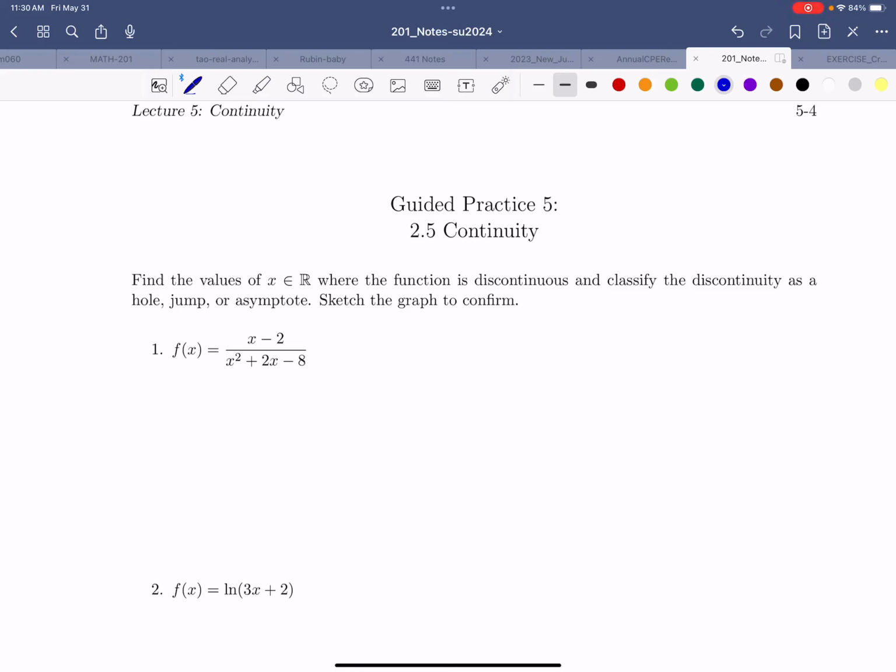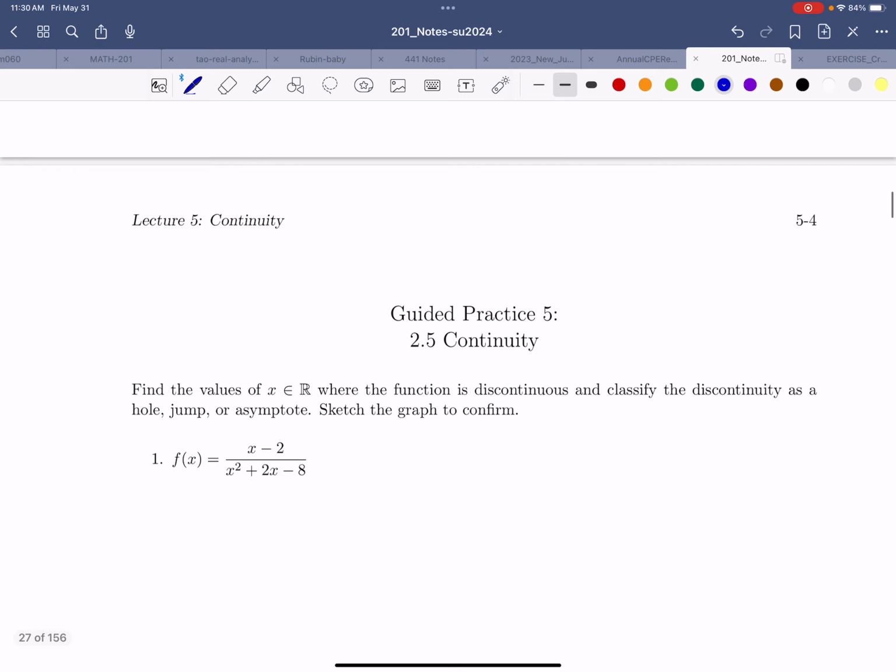Let's do some guided practice on continuity. Here, we're going to find where f is discontinuous, like which x values f is discontinuous, and we're going to classify the type of discontinuity. Now, there are 3 types of discontinuities we can have.